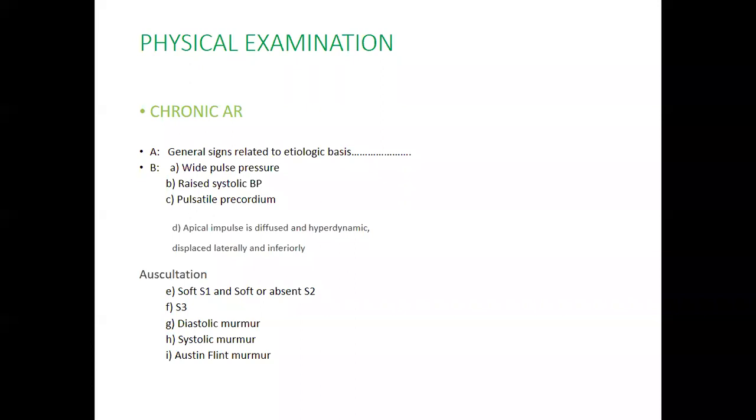I repeat, you can find a normal or soft S1, a soft S2, an S3 gallop, a diastolic murmur, a systolic murmur, and an Austin Flint murmur. These are the auscultatory findings present in those patients who have chronic aortic regurgitation.